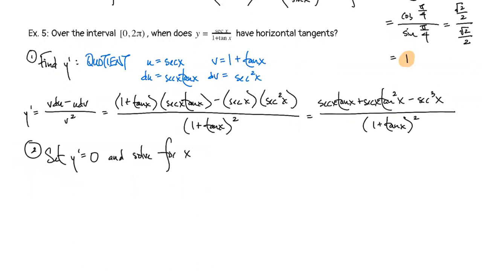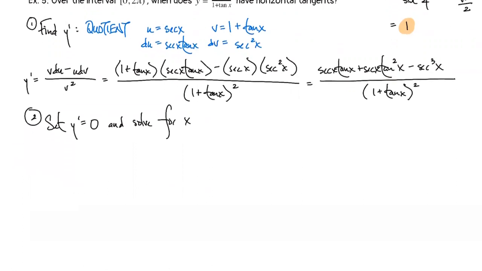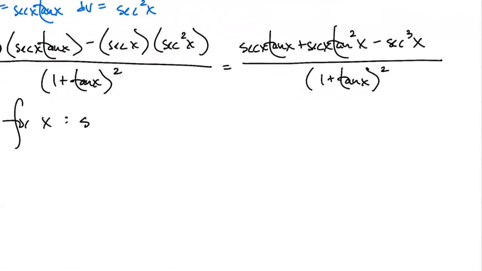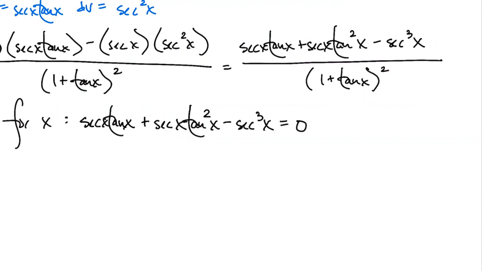So that's me sort of thinking ahead that the only way I can get 0 out of a fraction is if I set the numerator equal to 0. So we're going to get secant x tangent x plus secant x tangent squared x minus secant cubed x equals 0.